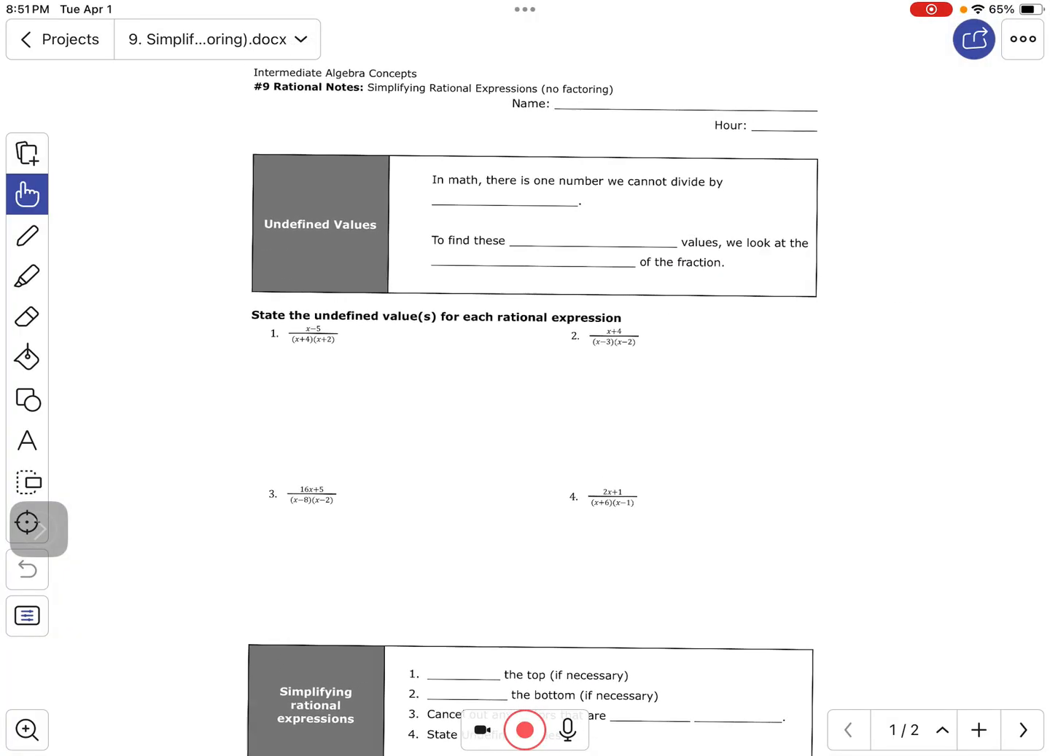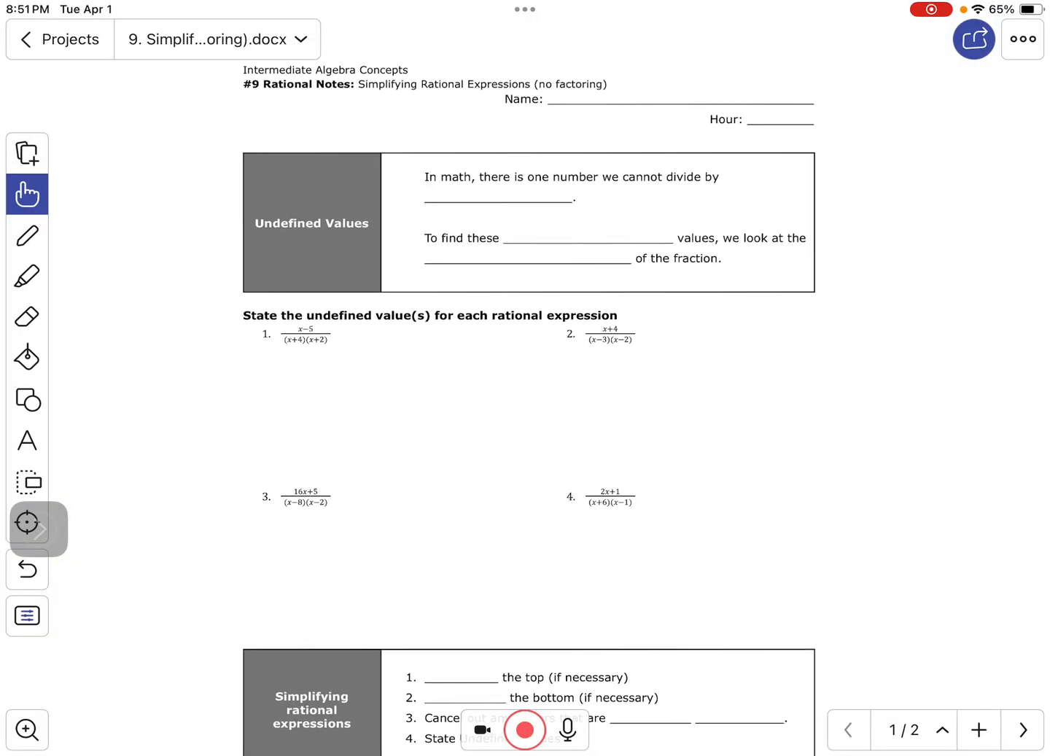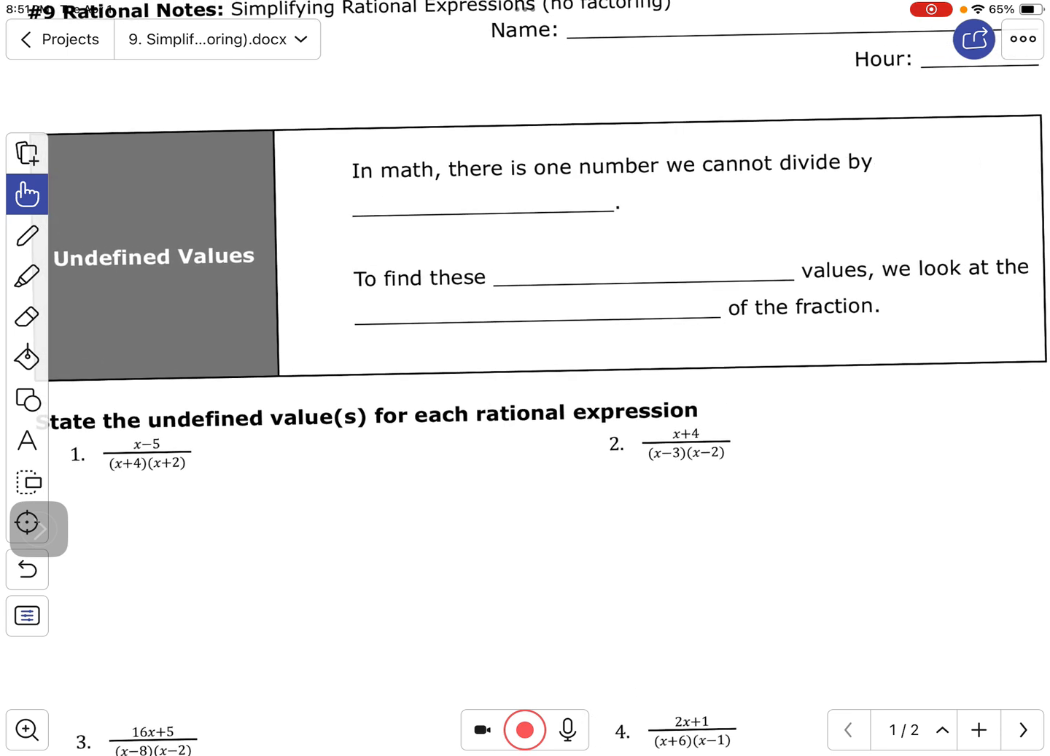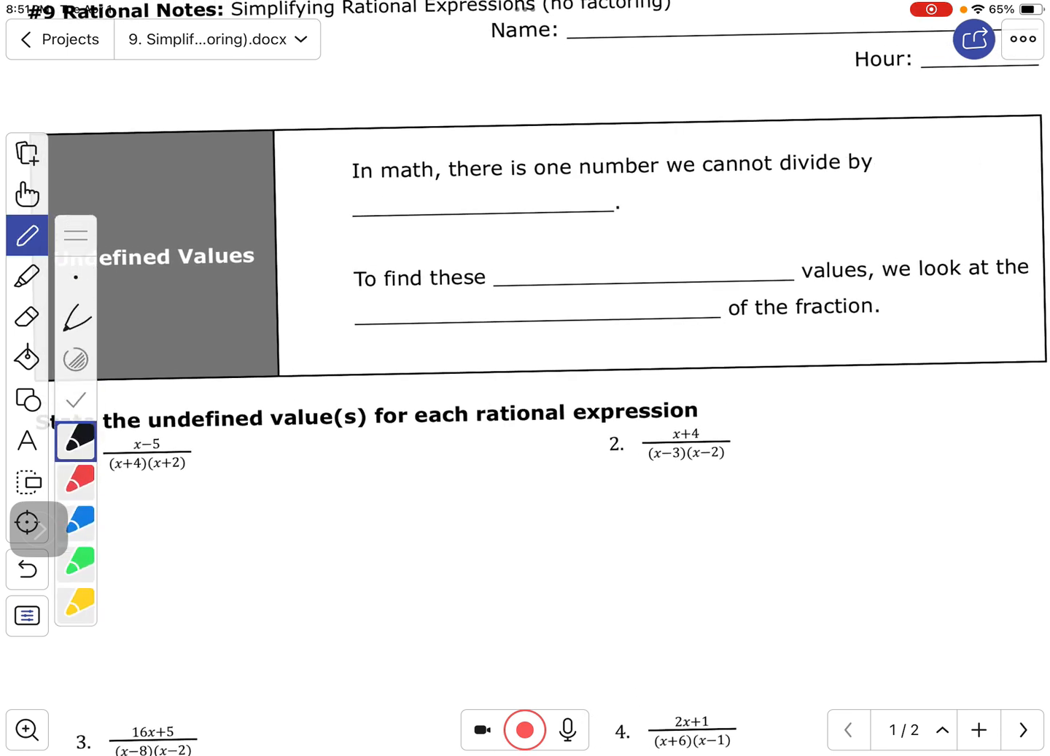All right, today we're going to be working on number 9, rational expressions, simplifying rational expressions without factoring. In math, there's one number that we cannot divide by, and that number is 0. We learned that in the last 2 lessons. So you cannot divide by a 0. You get that divide by 0 error on your calculator if you were to do that.